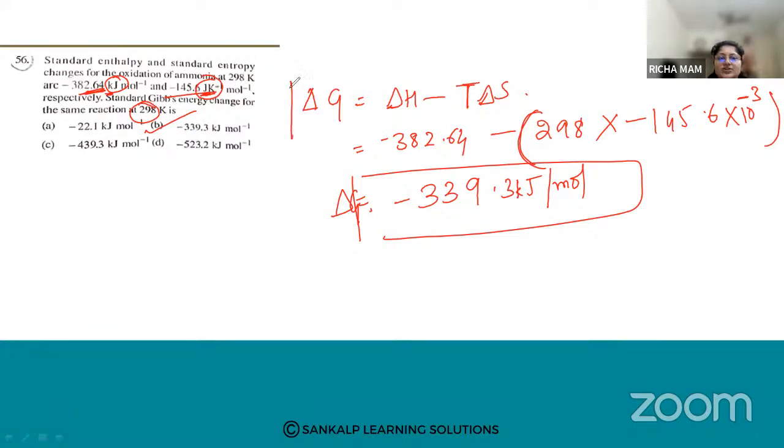So if they ask you the standard Gibbs energy change, this is the formula which you have to use. So minus 339.3 kilojoules per mole. Got it? Okay.